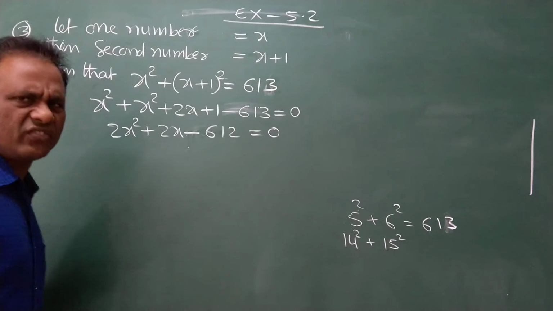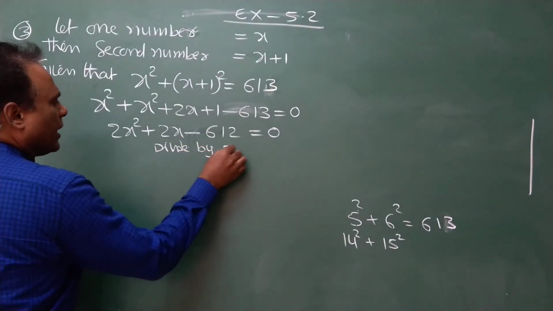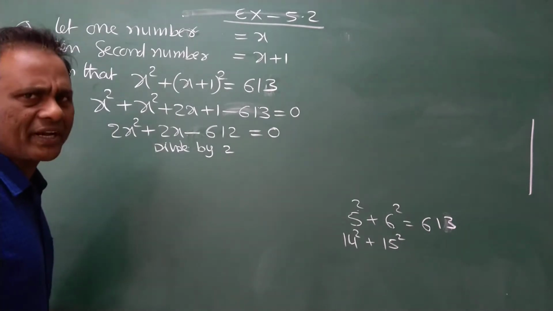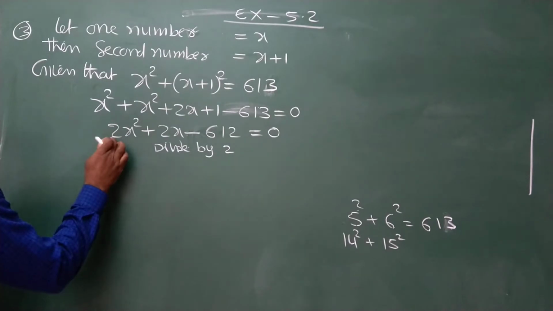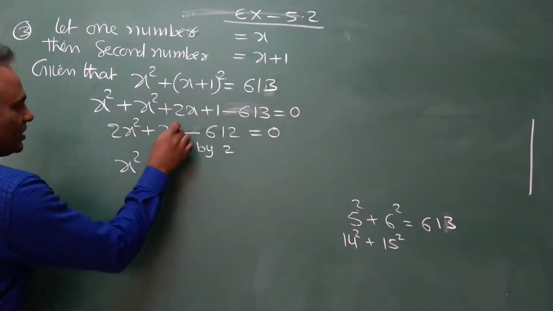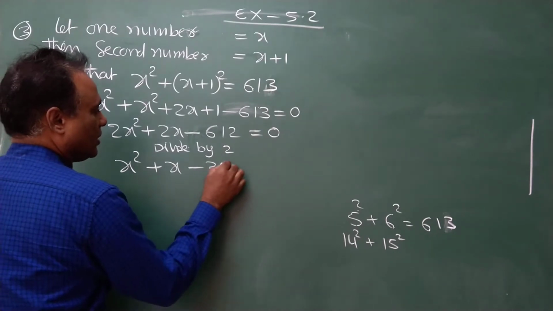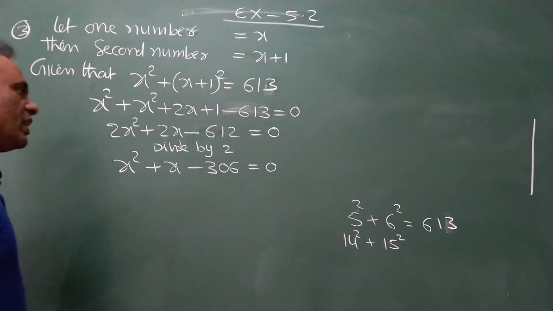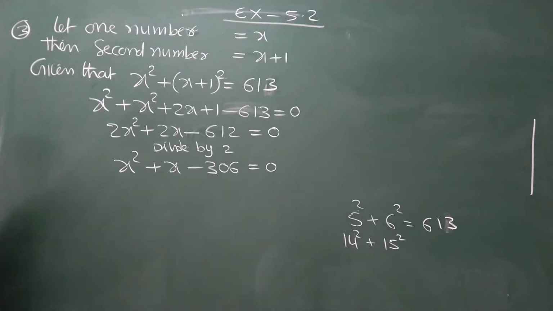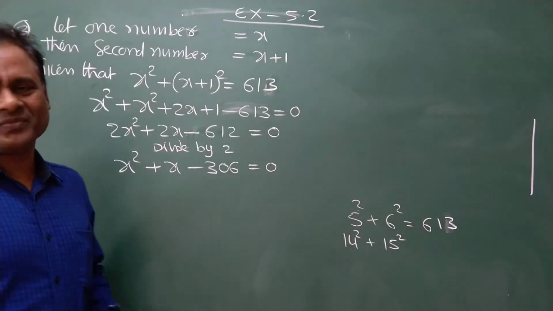We can simplify this. Divide by 2. See, in an equation we can do anything on both sides. Why am I dividing by 2? The numbers will become a little smaller. Divide by 2, 2 cancel. Divide by 2, 2 cancel. Divide by 2, 306. Divide by 2, so that it becomes a little simpler.